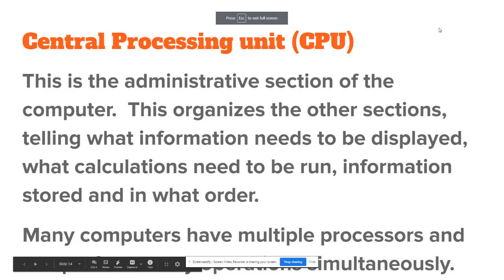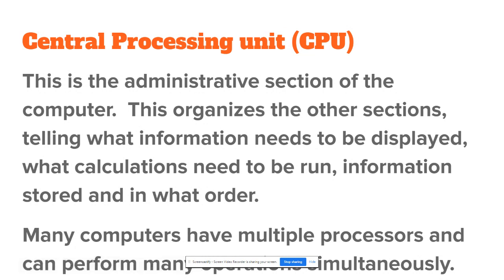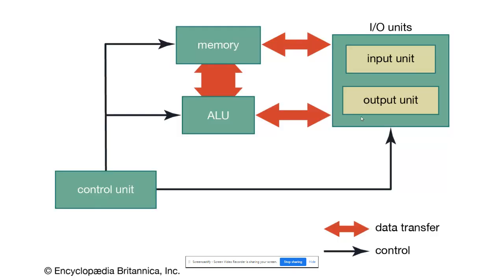Central Processing Unit, your CPU, this is the administrative section of the computer. This organizes the other sections, telling what information needs to be displayed, what calculations need to be run, information stored, and in what order. Many computers have multiple processors and can perform many operations simultaneously. It can do all of these things at the same time, and that's the CPU telling it what to do.